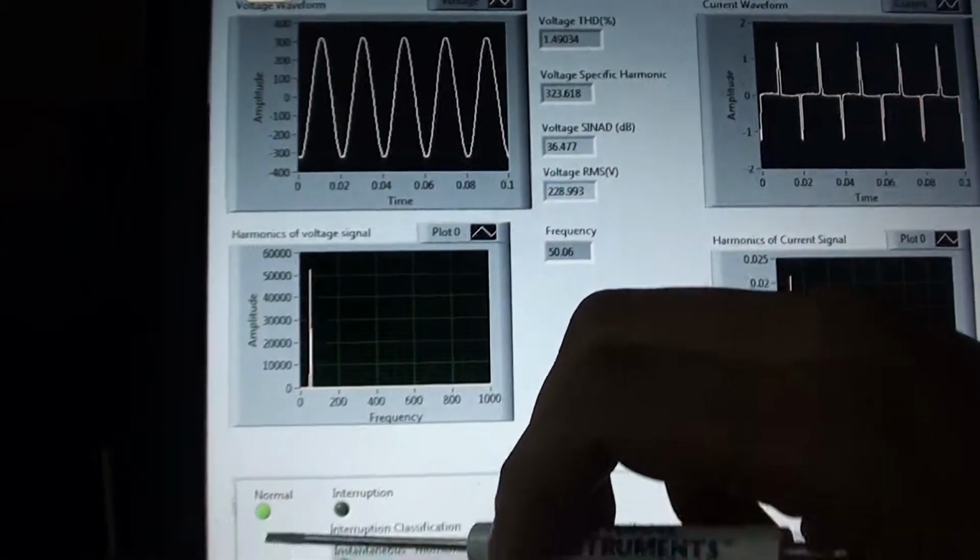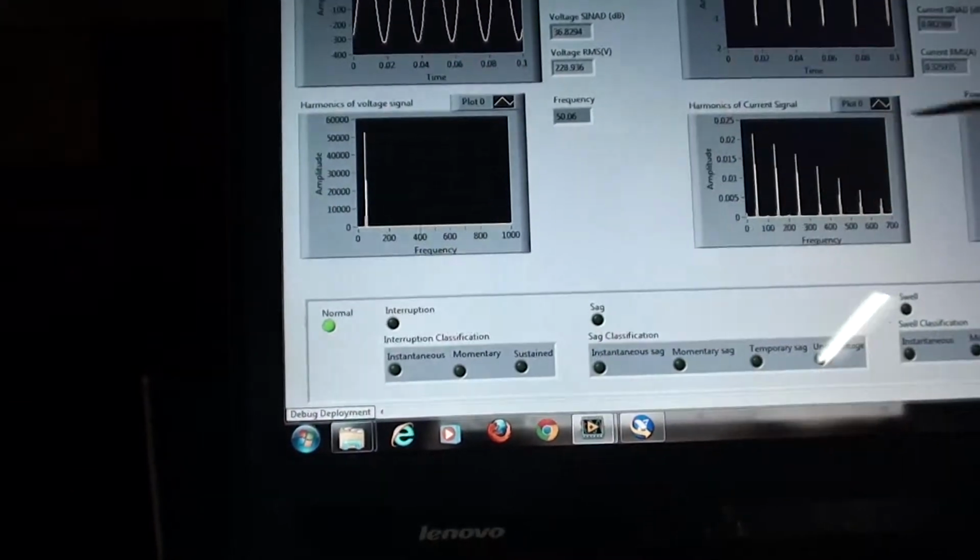Coming on to the event detector. As we can see, the voltage RMS is 228 volt. So we can say that our system is working in normal condition. Now let's move on to Yokogawa.